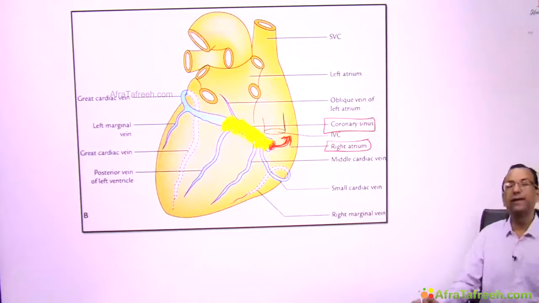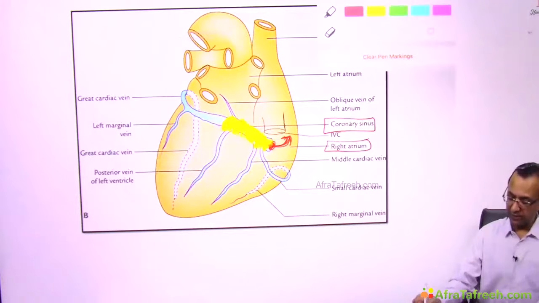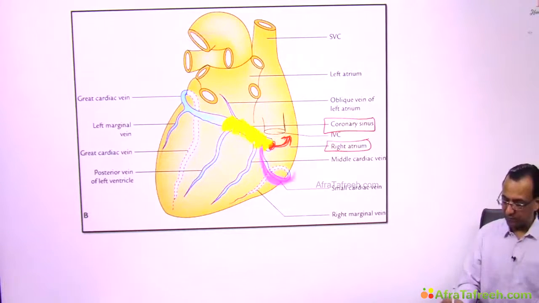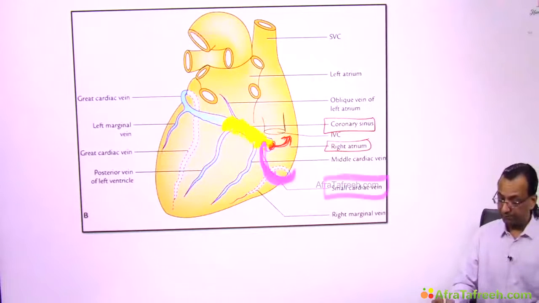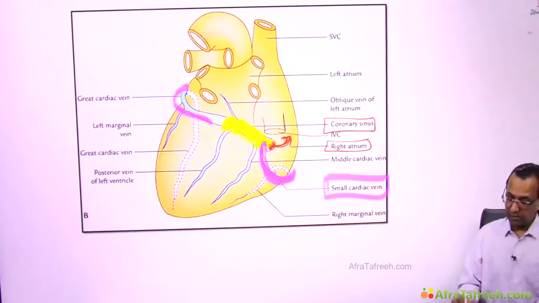But who is draining into the coronary sinus? You can see here, this is one vein which came from the right side. Which vein comes from the right side? The small cardiac vein. And which vein came from the left side? That, you remember, is the great cardiac vein.